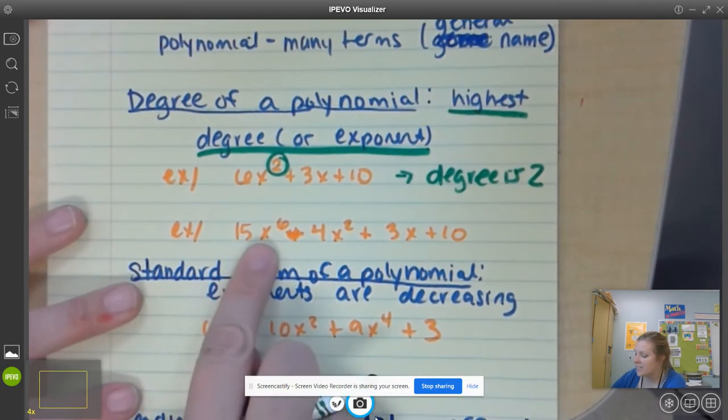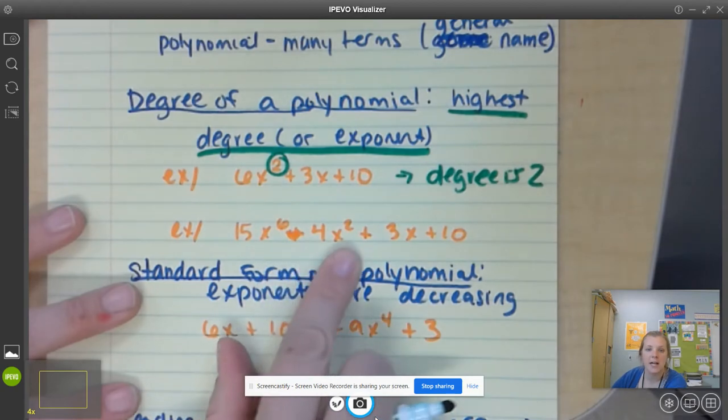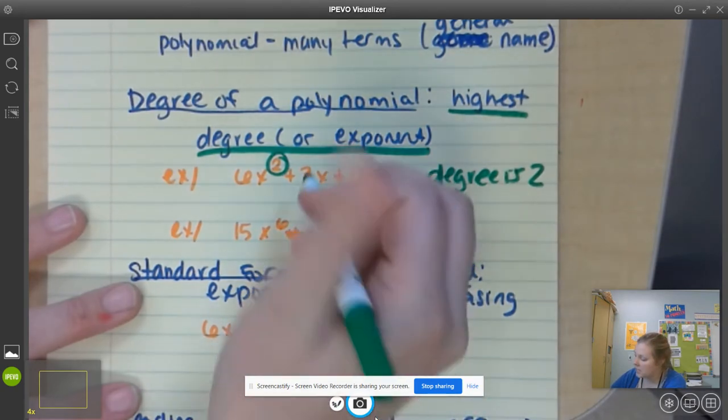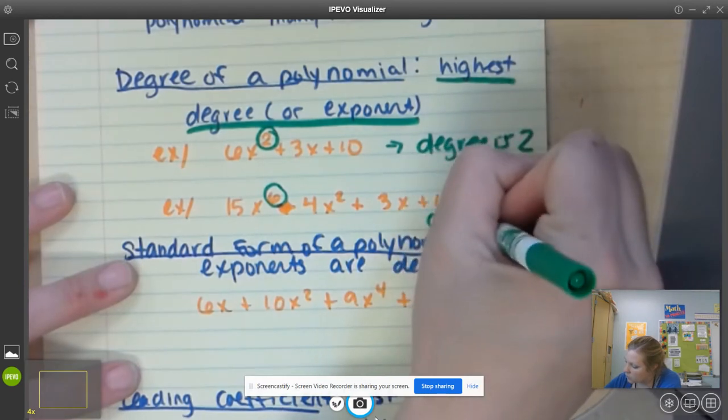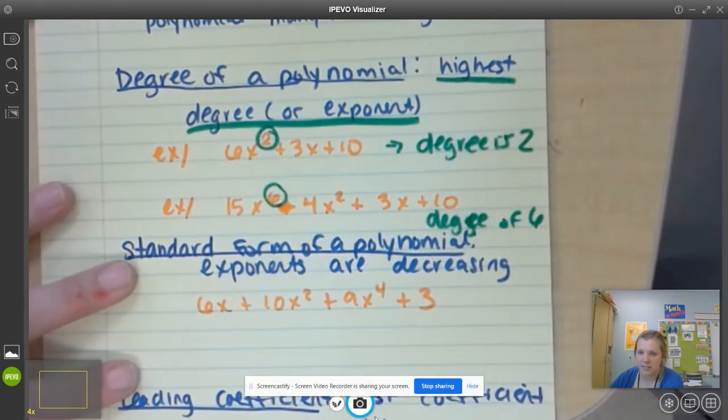So for this one, 15x to the 6th plus 4x squared plus 3x plus 10, the largest exponent is 6, so we would say it has a degree of 6.